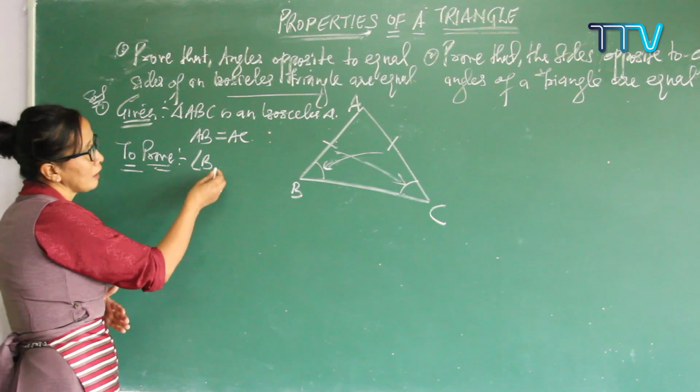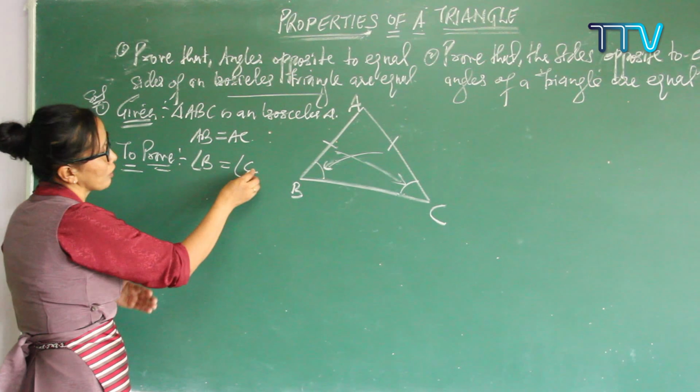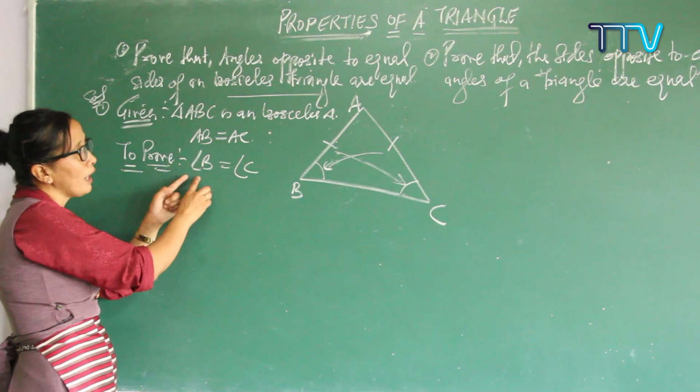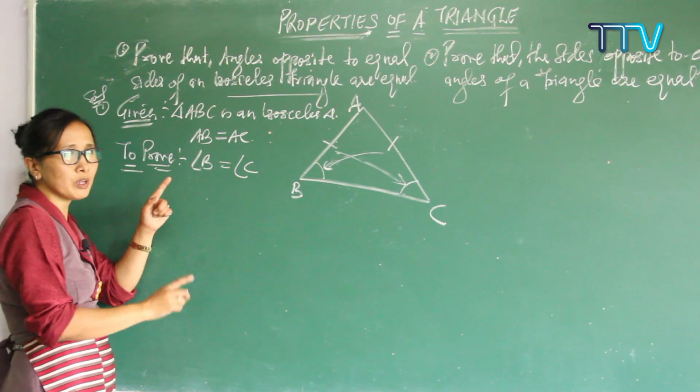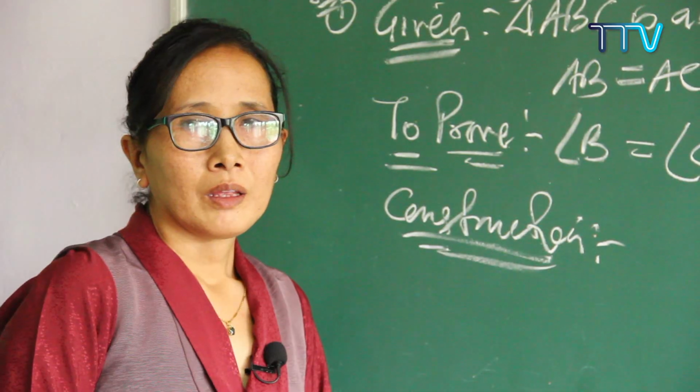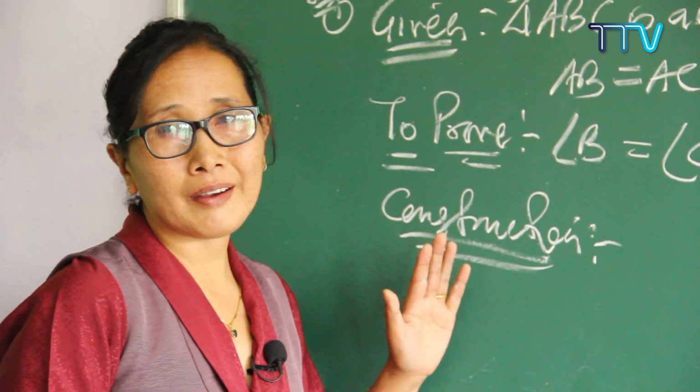Okay, so angle B is equal to angle C. If two sides are equal, why are these two angles equal to each other? We are going to give the answer for this. Understood?